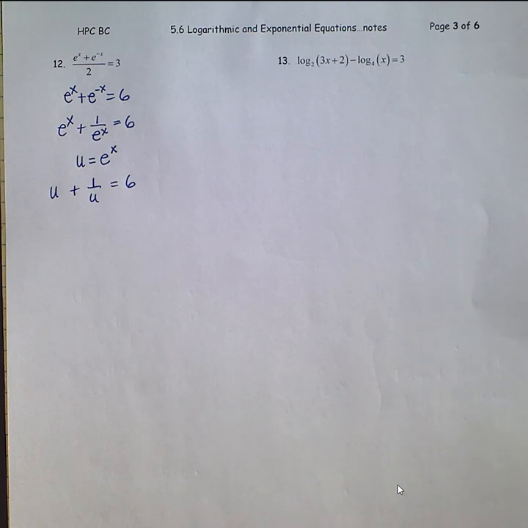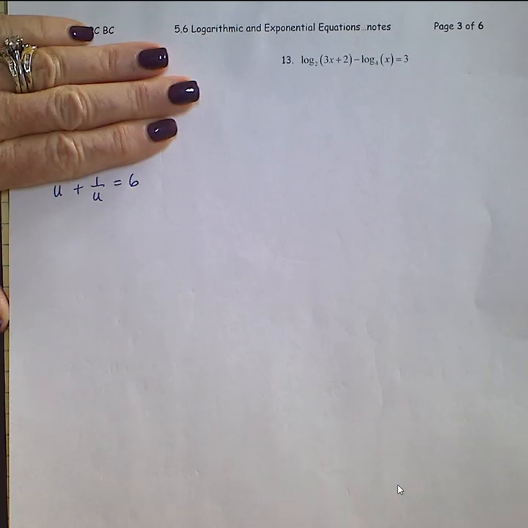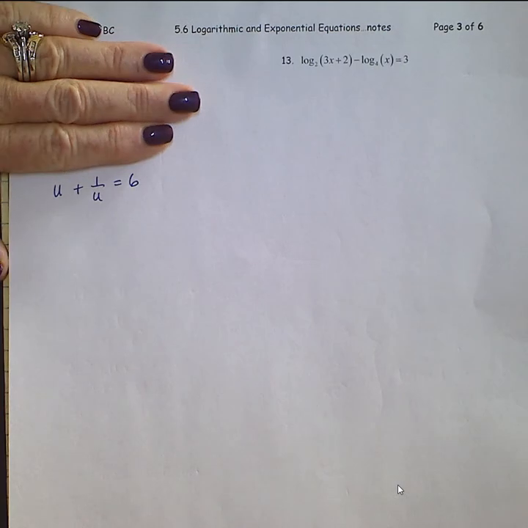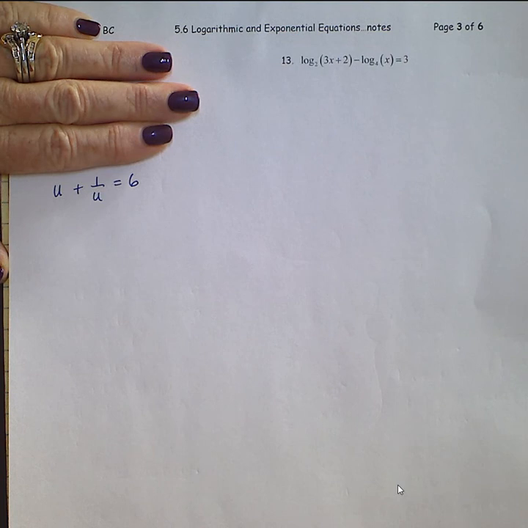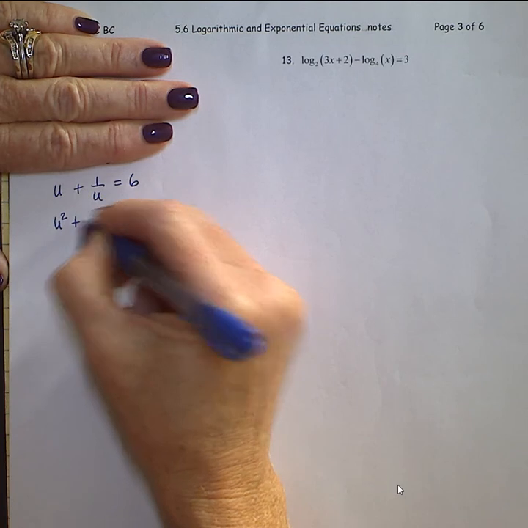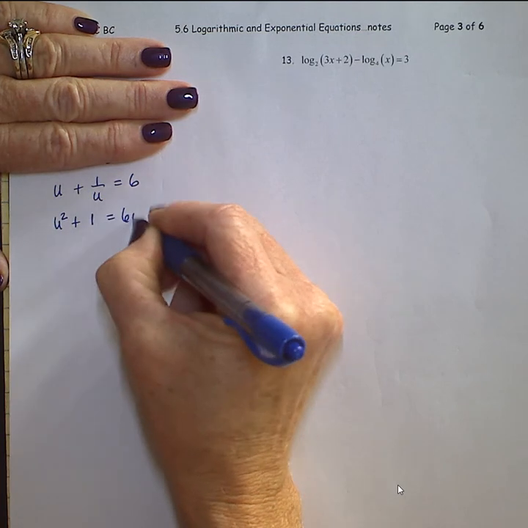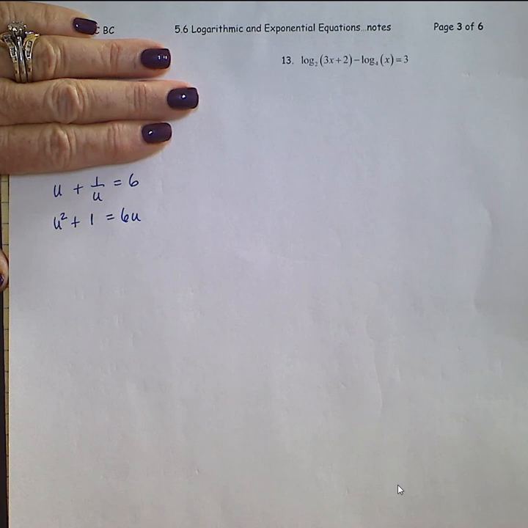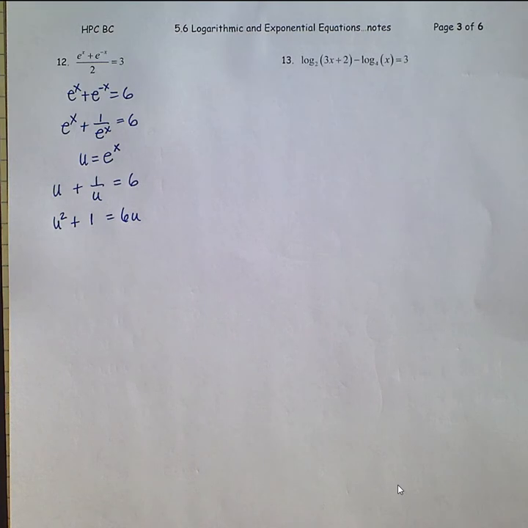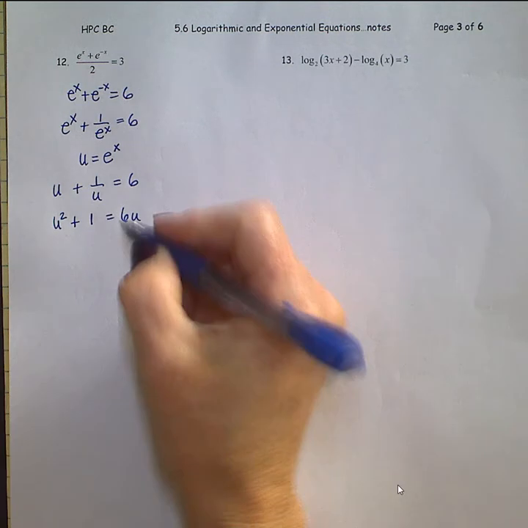Now do you have an idea what to do so we're not thinking exponentials anymore? Got an idea? Did you like fractions? Nuh-uh. Could we multiply by a common denominator to get rid of fractions? So what do you want to multiply by this time? u. So u squared plus 1 equals 6u. Now are you seeing quadratics? Yes. So pull that 6u over.